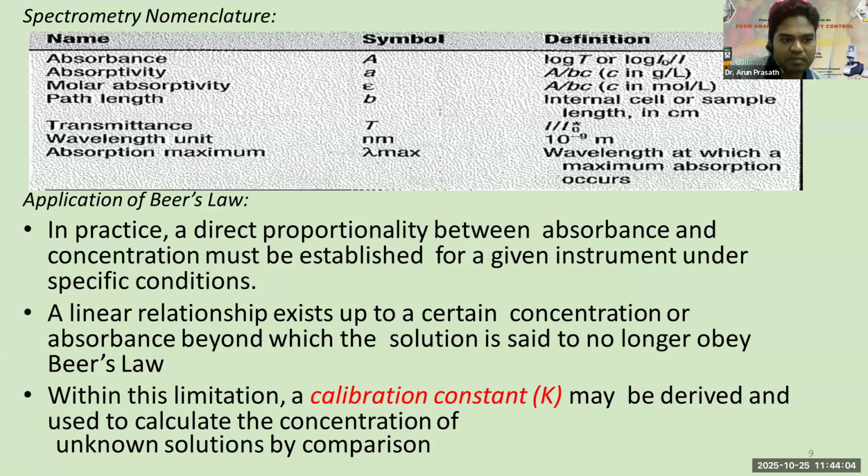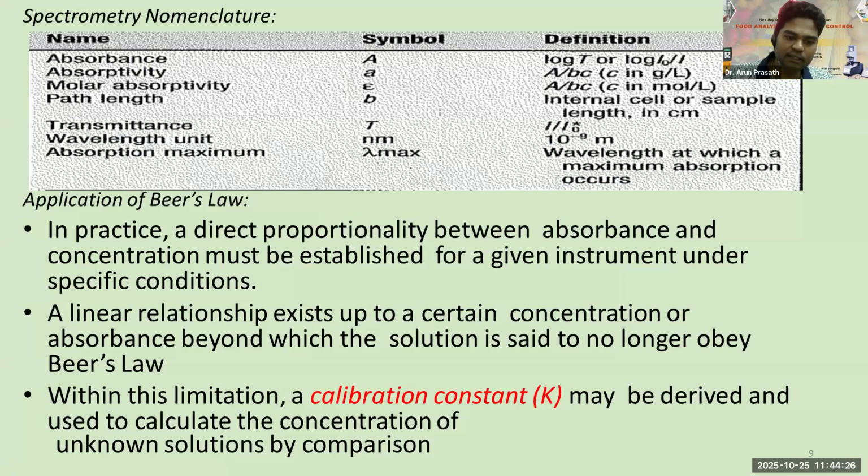So, spectroscopy nomenclature, as we discussed so far: absorbance, absorptivity, molar absorptivity, path length, transmittance, wave number, absorption maximum. These are some of the parameters we come across when discussing spectroscopic techniques, so it is better to know about all of them.